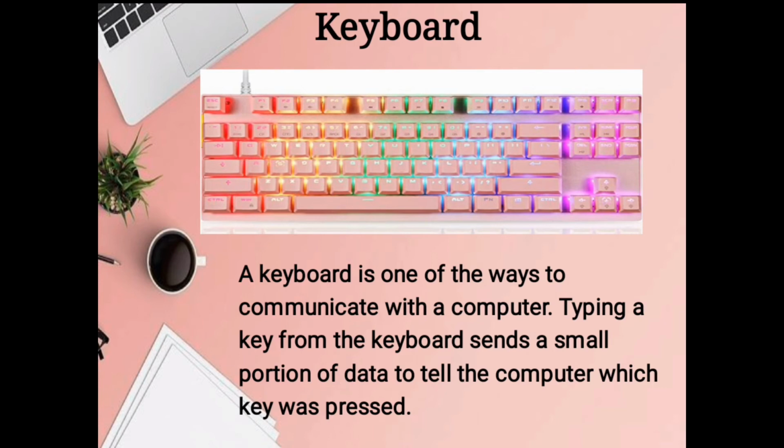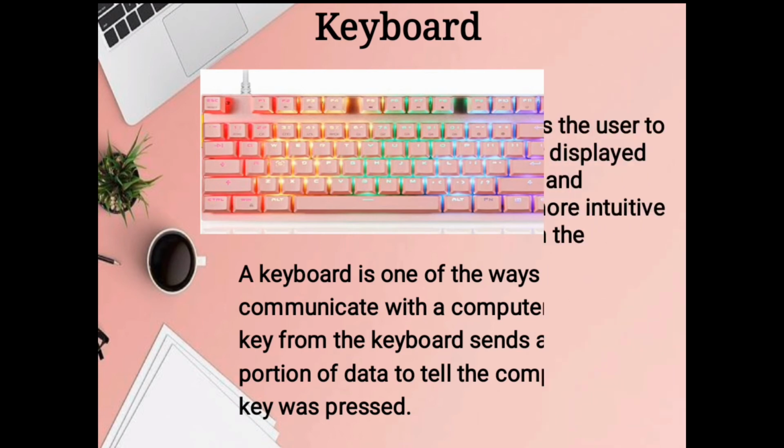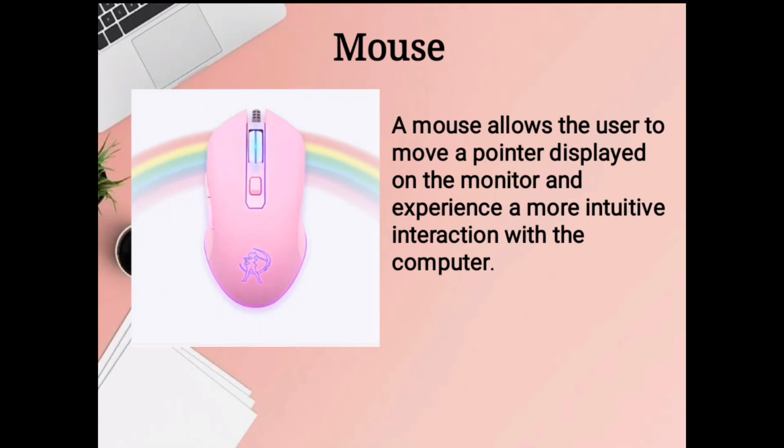Keyboard. A keyboard is one of the ways to communicate with a computer. Typing a key from the keyboard sends a small portion of data to tell the computer which key was pressed. Mouse. A mouse allows the user to move a pointer displayed on the monitor and experience a more intuitive interaction with the computer.